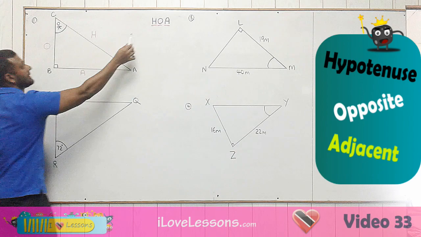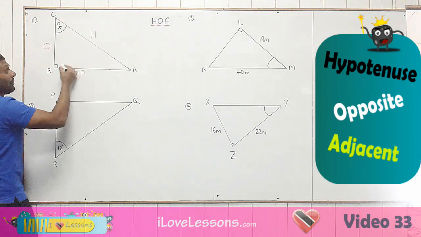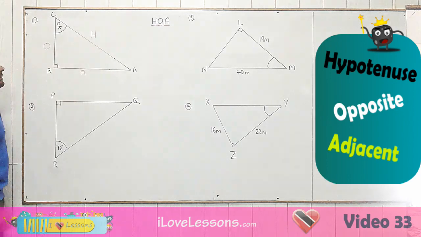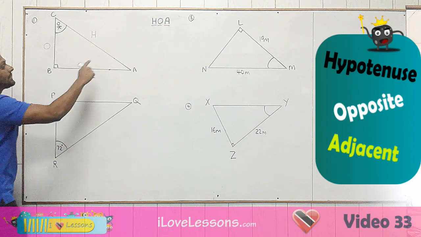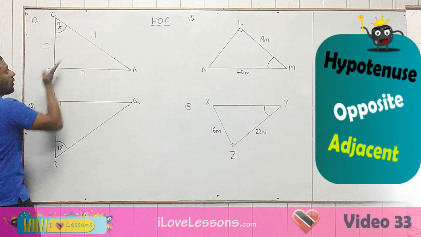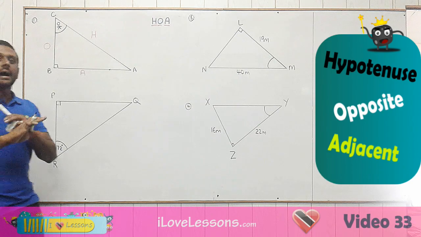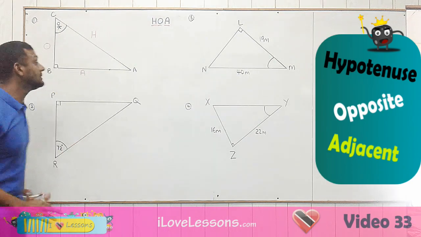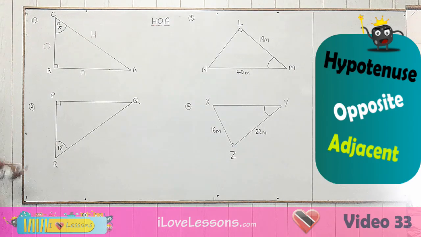Because let's identify the hypotenuse first. You notice here's my right angle. The hypotenuse is always opposite my right angle. So here's still my hypotenuse. It doesn't matter if I stand here or here. My hypotenuse will always be opposite my right angle. In other words, the hypotenuse doesn't care where you are standing. The hypotenuse is determined by the right angle and the side opposite the right angle.